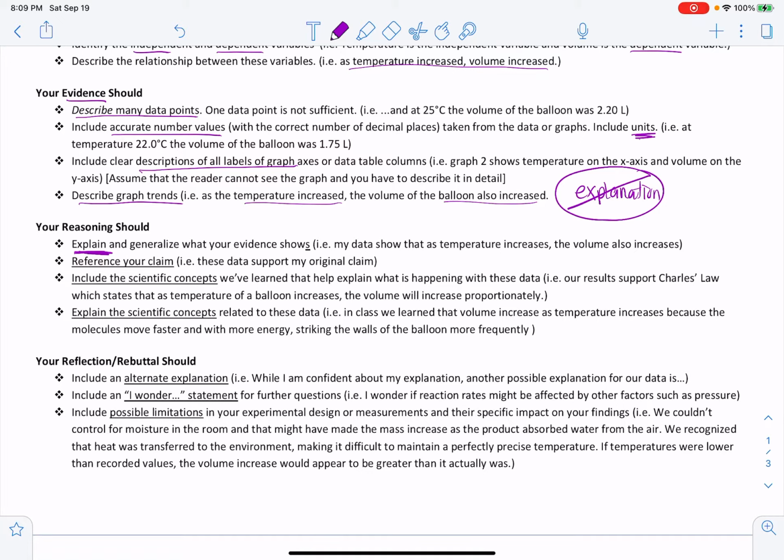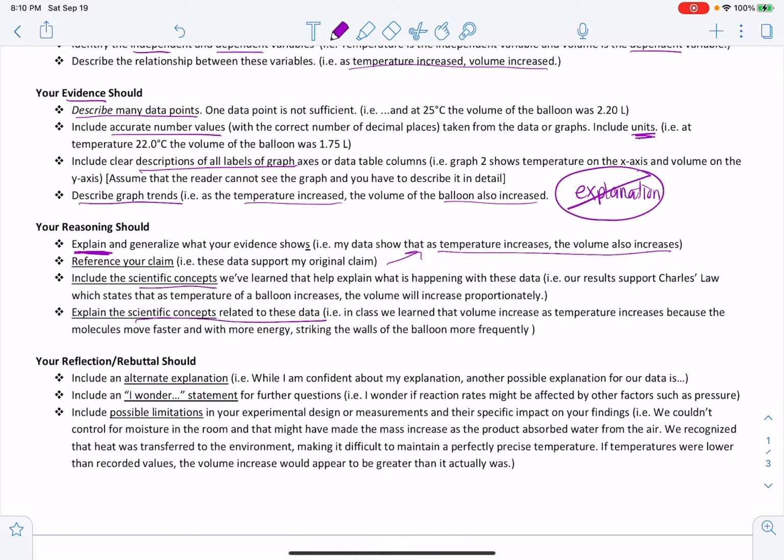You can reference your claim and you can say, here's what I originally said in my claim, and that was right here. So you're going to be restating that. You're going to include the scientific concepts. So if we were looking at increasing the temperature of a balloon and seeing the balloon expand and get larger, the volume of the balloon, we could say that the particles of air were moving faster, they were bumping into one another, and they were bumping into the walls of the balloon more quickly. So you're going to use the science that you know, the scientific concepts that explain what's happening, and you're going to explain anything that's related.